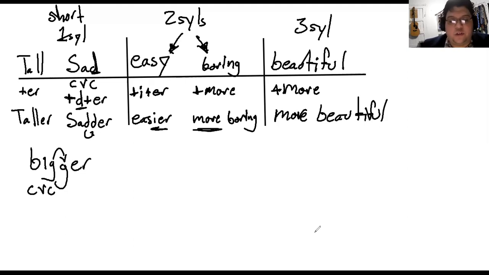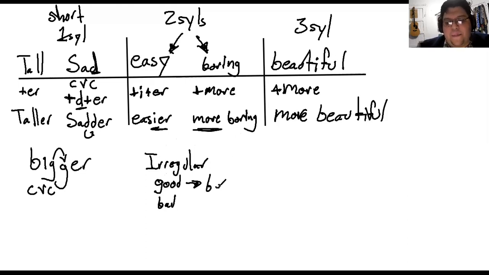Okay? Now I want to show you something else. Be careful, because there are irregular words, all right? And these words change completely. For example, good and bad. Good, you're not going to put, oh yeah, gooder. Like, for example, oh yeah, don't worry, he's gooder at basketball than David. No, no, no, no. You're going to put better. Bad, you're going to put worse. Okay? Worse. And that's it. That's all you have to do.